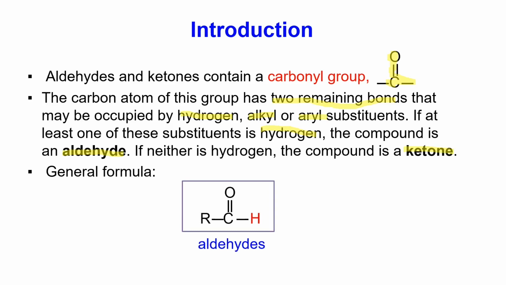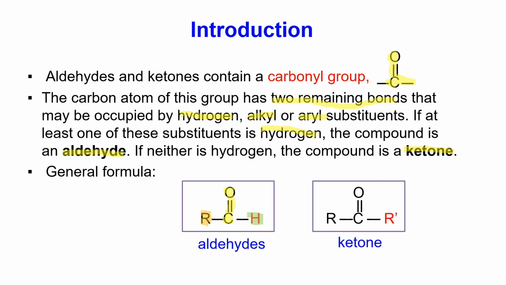This is a general structure for aldehydes. Aldehydes have a carbonyl group, which is carbon double bonded to oxygen, and have one carbon chain at one side, either an alkyl or aryl group, and one hydrogen atom at the other side. This is a general structure for ketones. In this structure, it has a carbonyl group, which is carbon double bonded to oxygen, and two alkyl or aryl groups at both sides.